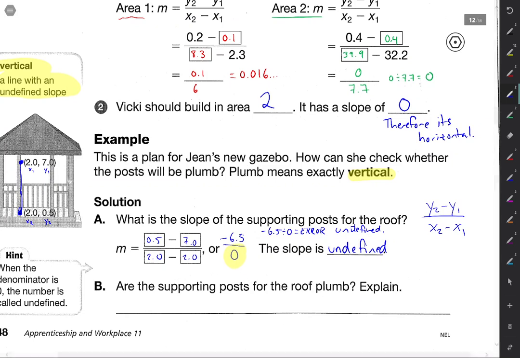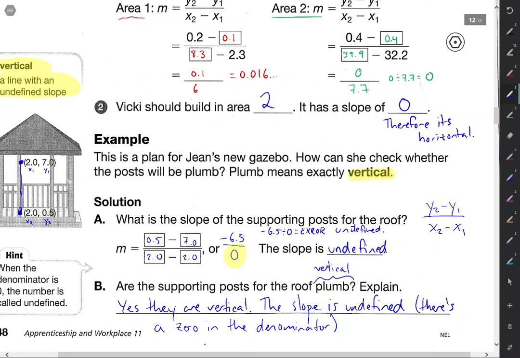And in part B, it says, are the supporting posts for the roof plumb? Explain. So remember, plumb means vertical. So we just found out that the slope is undefined. So yes, they are vertical. And I put that the slope is undefined and that there's a 0 in the denominator.